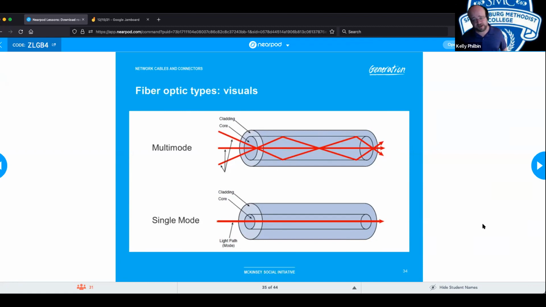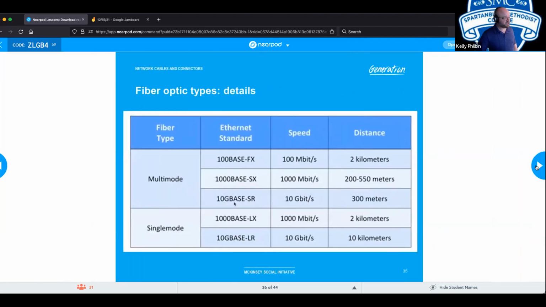How long of a distance, you may ask? Typically, the cores are about the same. They had them different in size because of just ease of visual representation. All right, so how far will they go? Well, great question. So multi-mode, your maximum is about 2 kilometers. Yes, you do want to take a picture of this. Single mode, between 2 and 10 kilometers are your typical runs.